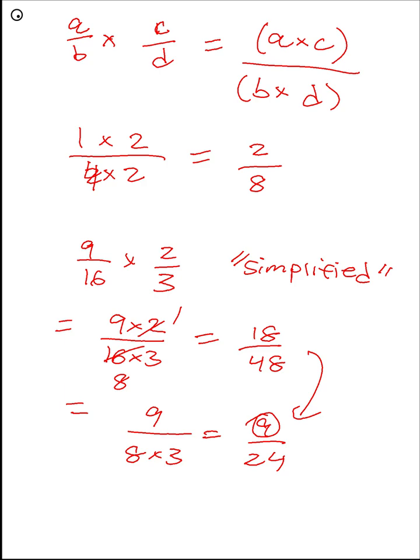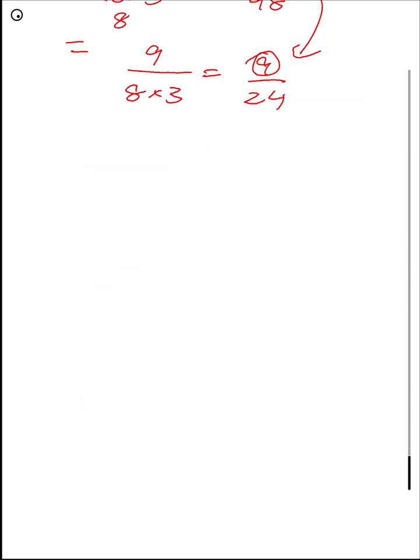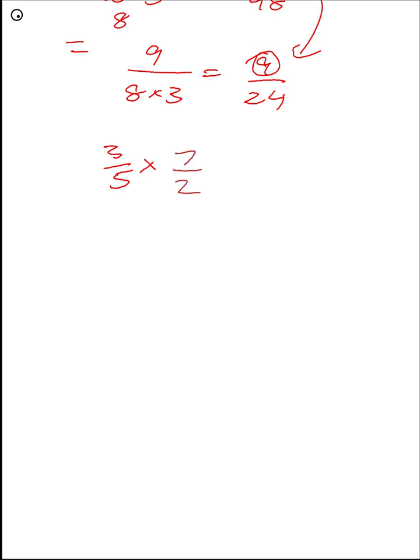So now that we understand how to do multiplication with fractions, let's think about a special case. When you have 3 over 5 and you multiply by 7 over 2, then doing the common method, you can pause the video again if you want, but pretty much it'll be 3 times 7 over 5 times 2, which becomes 21 over 10.